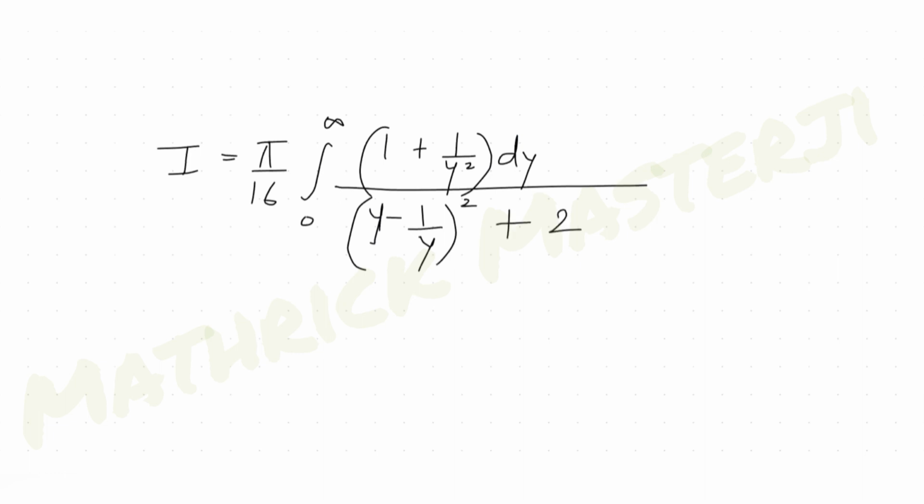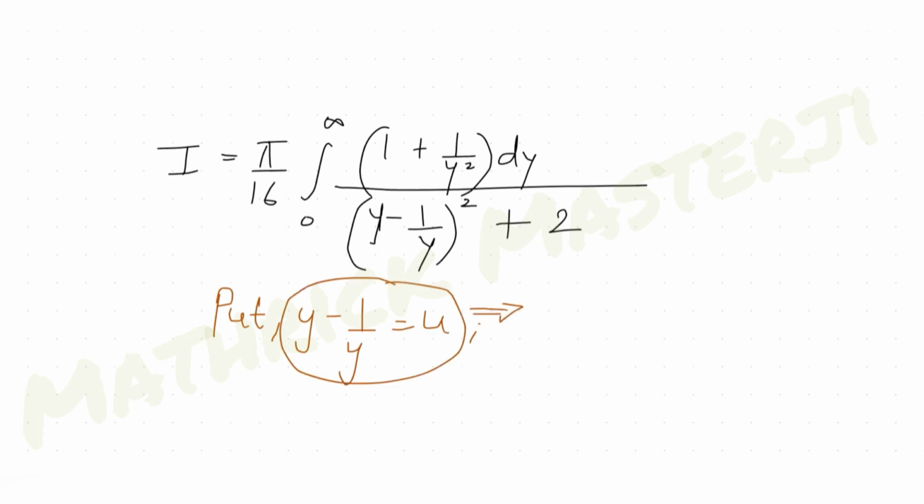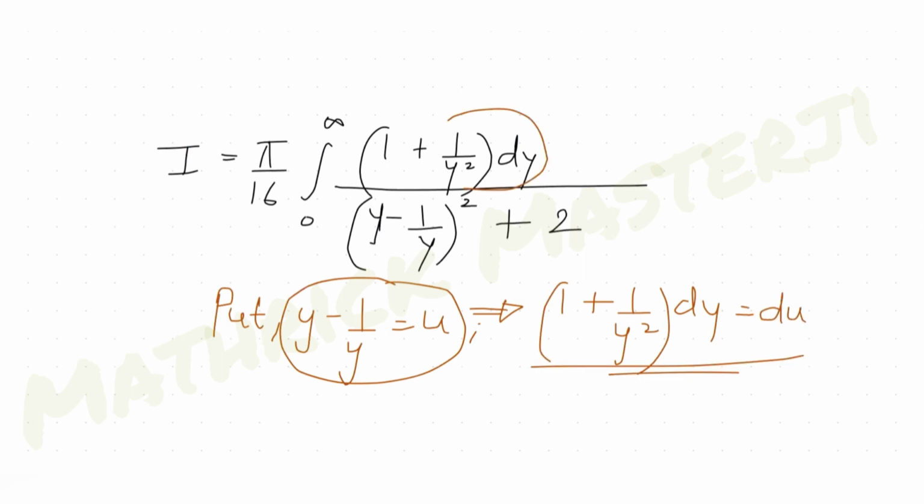Now what I can do is use the idea of substitution. So put y minus 1 over y equals u. Now once I have that with me, if I differentiate it, I get 1 plus 1 over y square, dy equals du. So basically your entire numerator becomes du. And when your entire numerator becomes du, your limits also change.